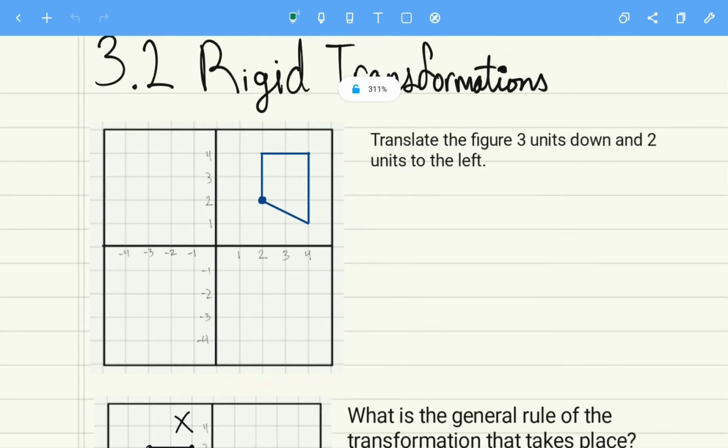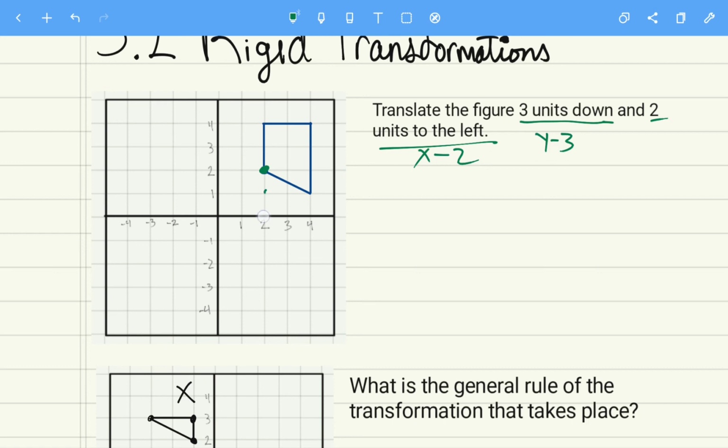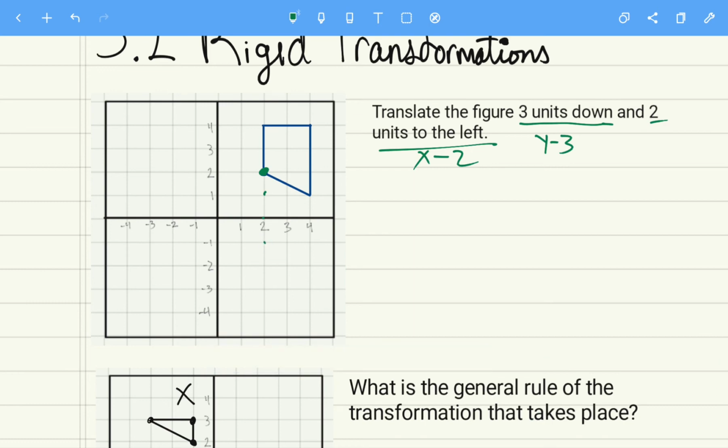Now we want to start translating and actually transform our shape. So we want to translate our figure 3 units down and 2 units to the left. So that becomes x minus 2, and 3 units down is y minus 3. So let's start with this guy right here and go down 3. So 1, 2, 3. It's going to be right there to start. But now we have to go 2 units to the left. So 1, 2. That point is right there now.